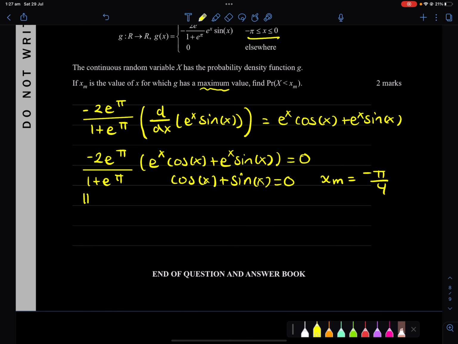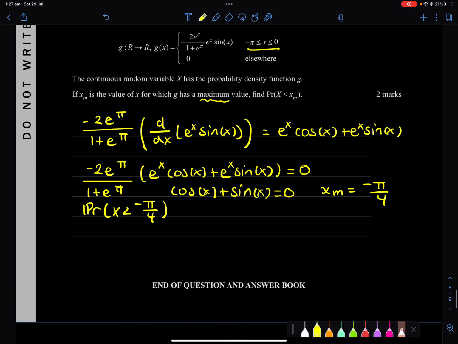Now we want to find the probability that X is less than negative pi over 4. To do that, actually, just let me make everything much smaller so we can fit everything in here.